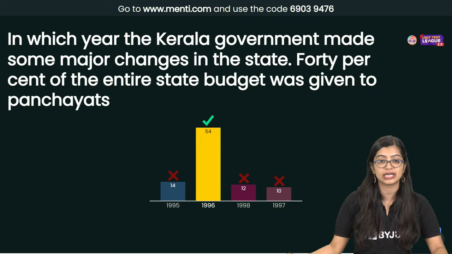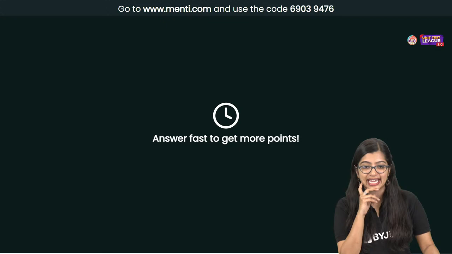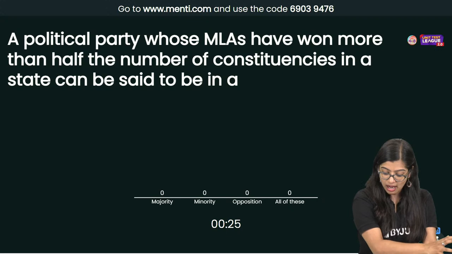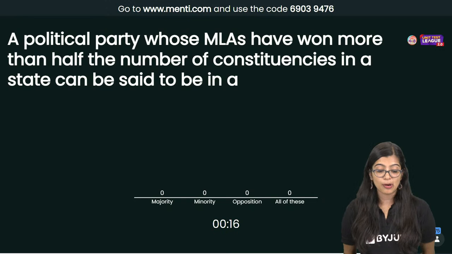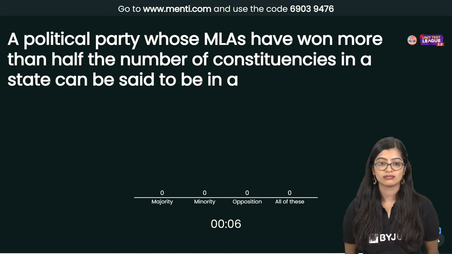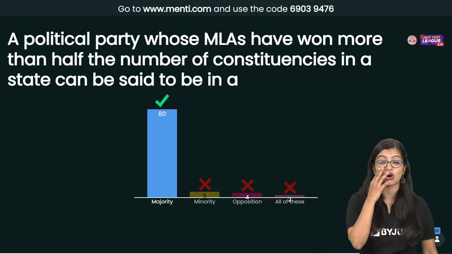Now moving on to the last question for today. Let's have a look on your screens. A political party whose MLAs have won more than half the number of the constituencies in a state is said to be in a what? A majority, a minority, an opposition, or all of the above? Very simple and easy one. The correct answer here is option A, that is a majority.